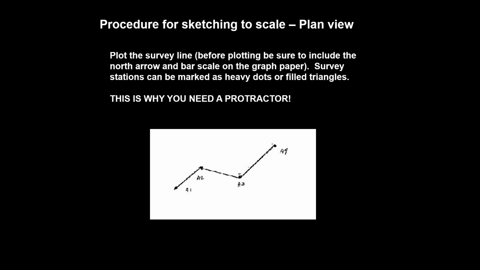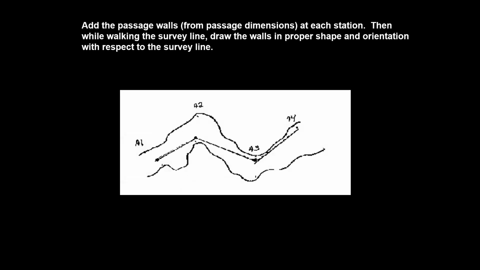And so even though I show here that I've sketched like 3 stations, in real life, what I would have done was I would have done A1 to A2 first, okay? And then what I would have done is I would have walked that survey line, and I would have been looking to the left and to the right, and I would have been drawing as best I could where the walls were. And this is a little bit of artistic license here.